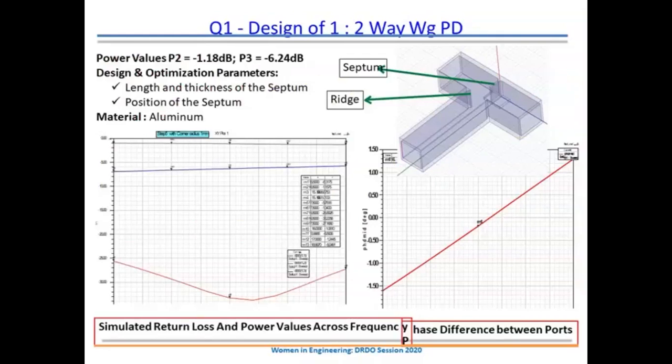Here we can see the return loss is better than 20 dB. The phase variation across the frequency in this design is around minus 1.5 to plus 1.5 degrees.